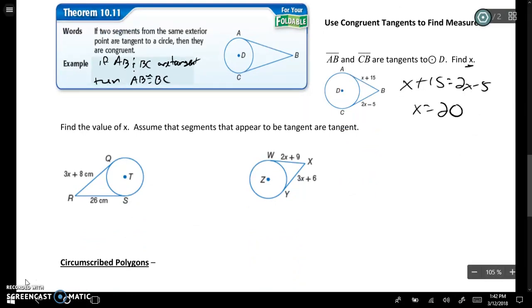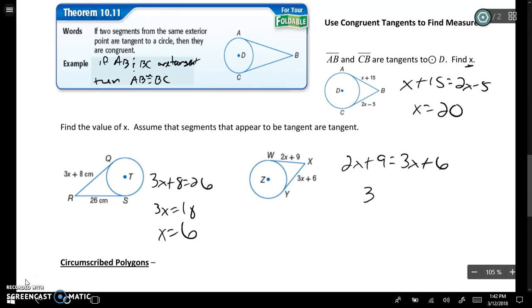All right, they're both tangents. So 3x plus 8 is equal to 26, which means 3x is 18, which means x is 6. Okay, over here, 2x plus 9 is equal to 3x plus 6. Do a little solving, you get 3 is equal to x.